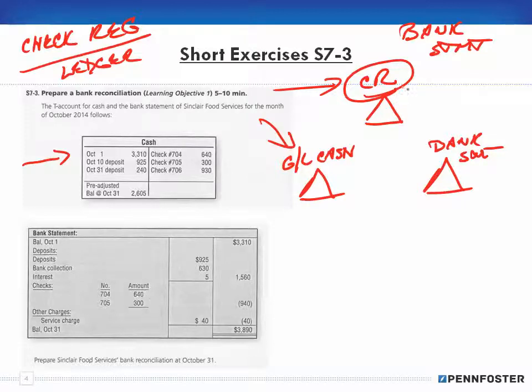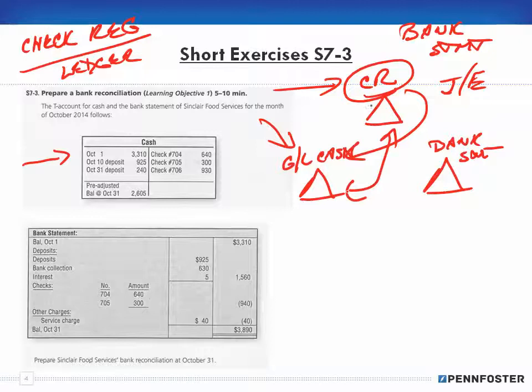So what you do at the end of the accounting period is you also have to reconcile your check register to make sure it's the same as your general ledger cash account, meaning anything that's in the check register should have had a journal entry, and those journal entries should have been posted to your cash account. So you're always constantly looking to make sure that these two are the same.